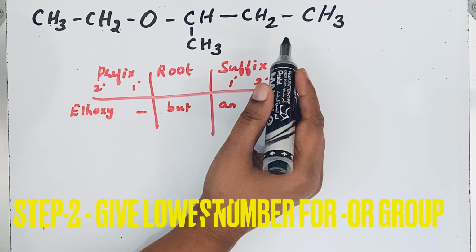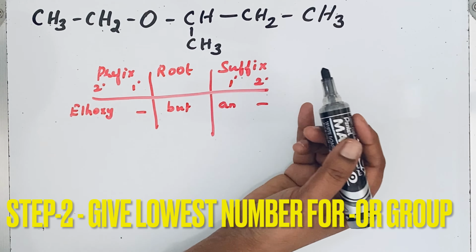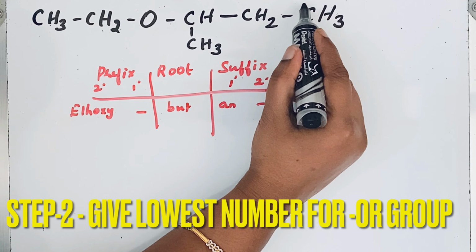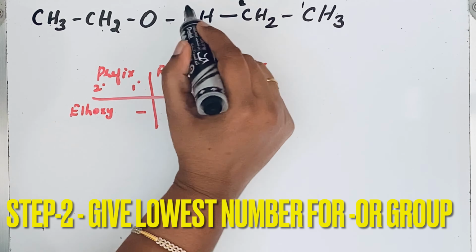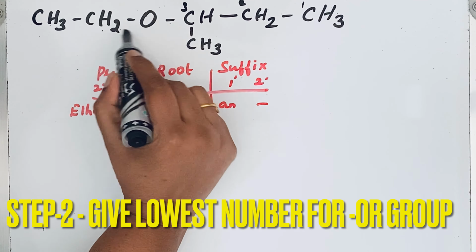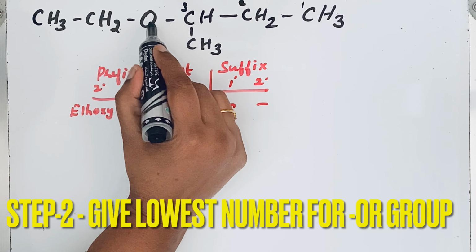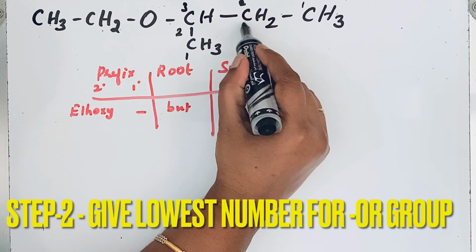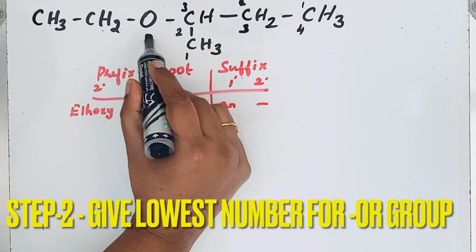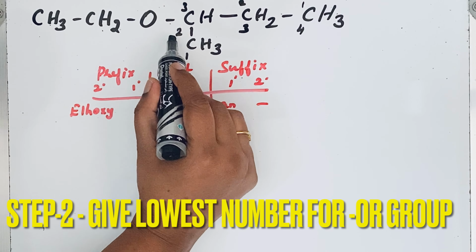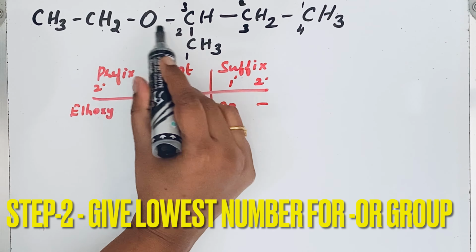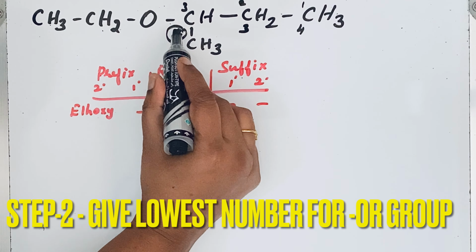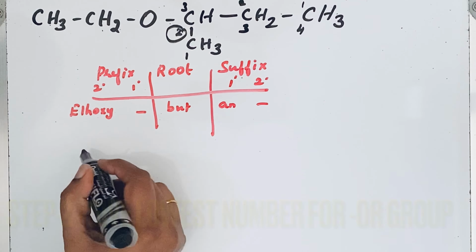For writing the IUPAC name, we should give the numbering. If you start the numbering from right to left, 1, 2, 3, then this ethoxy group gets the highest number. If you start from here, 1, 2, 3, 4, this ethoxy group gets the lowest number. According to the IUPAC system, it should get the lowest number only. So we are giving the number like 2-ethoxy.